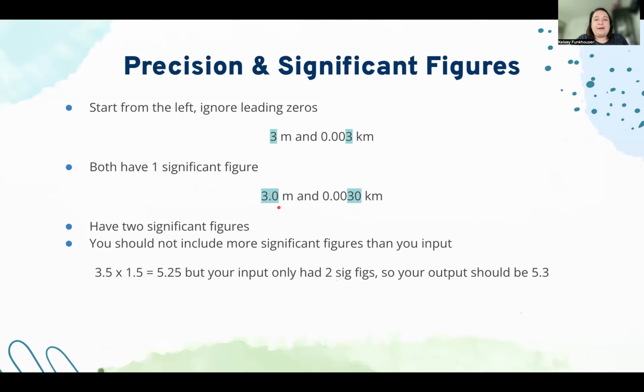An additional point about significant figures is that you should not include more sig figs in your final answer than what you input. For example, if we multiply 3.5 and 1.5, we get 5.25, but the input only had 2 sig figs. Each of these only had 2 sig figs, so our output should also only have 2 sig figs, and it should be 5.3 instead of 5.25.